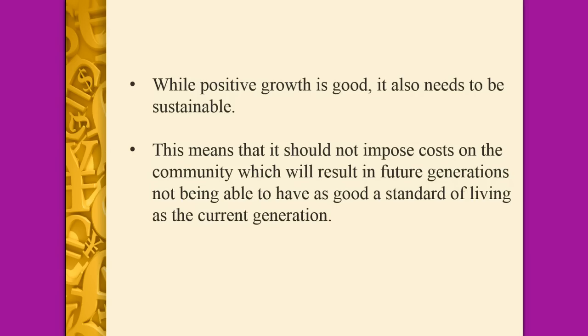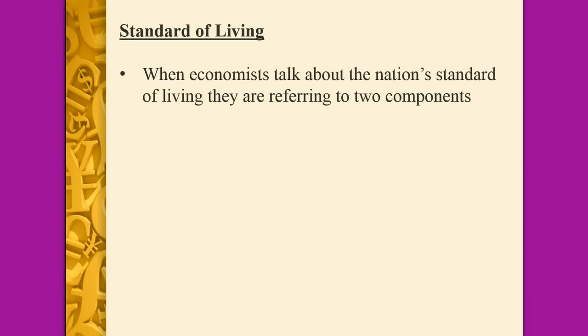We need to make sure that we don't impose costs on the community that result in future generations not being able to have as good a standard of living as the current generation. If you go back to your Area of Study 1, aren't we talking about temporal efficiency here? Making sure that today's needs are satisfied, not at the expense of tomorrow's needs. We're still satisfying tomorrow's needs as well. See, everything starts to tie in. Standard of living becomes very important in Unit 3, Unit 4, Year 12 economics. We talk about standard of living quite a lot.